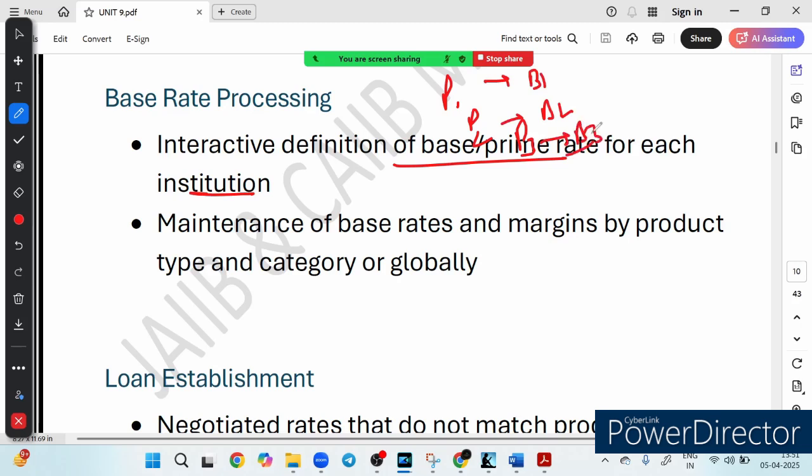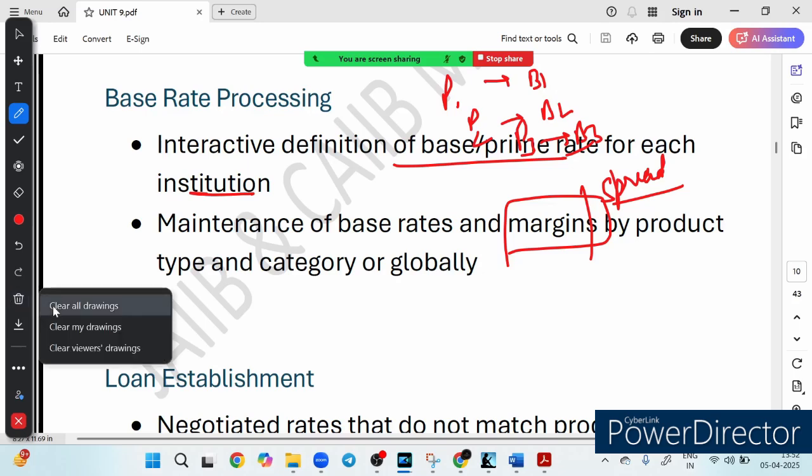And a margin is also to be added, or a spread, as we call it. Either we call it margin or we call it spread. This is also added depending on the loan category or the product type. Global or product specific rate maintenance. This ensures that the bank keeps its pricing in line with the market trend and RBI guidelines.